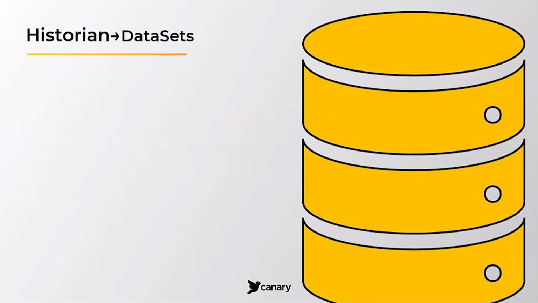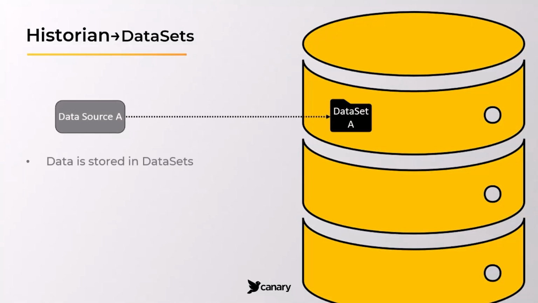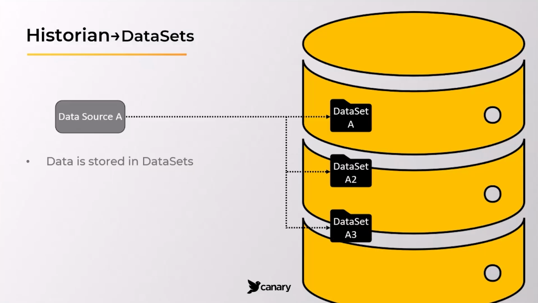When data arrives in the historian, it is stored in a dataset. A dataset acts like a folder containing all the data coming from the source. Sometimes a data source and its collector will write to multiple datasets if the tag count is very high. Although there is no hard limit as to how many tags a dataset can hold, 25,000 tags is a safe number. This number can vary depending on the data's resolution and how frequently that data changes.